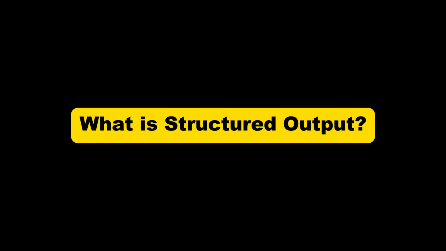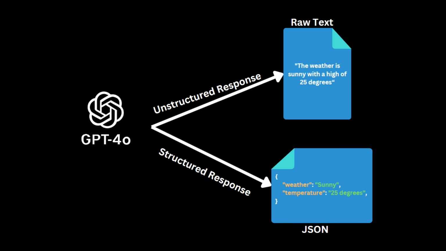So what is structured output? When we talk about AI-generated content, we often think of free-form text like paragraphs, stories, and chat responses. This is what we call unstructured output. It's flexible but can be messy when you need specific data. On the other hand, structured output is when AI provides data in a predefined format. Think of it like filling out a form. Instead of getting a block of text, you get neatly organized information, like a JSON object or a table. This is super useful when you need consistent, predictable data for your applications.